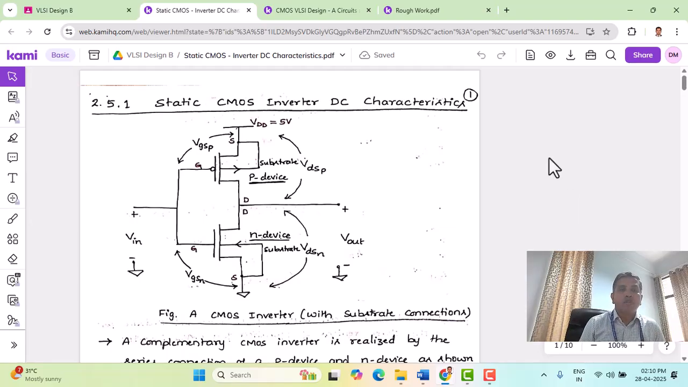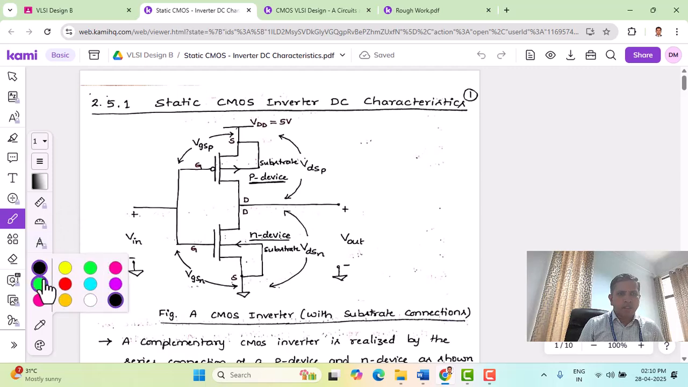In this video, we are going to discuss static CMOS inverter DC characteristics. The reason why we call it static CMOS inverter is because this is an inverter circuit and we are going to apply static signals, just logic 0 or logic 1. So this complete inverter is tested for static signals. Therefore, this characteristic is labeled as static CMOS inverter DC characteristics.